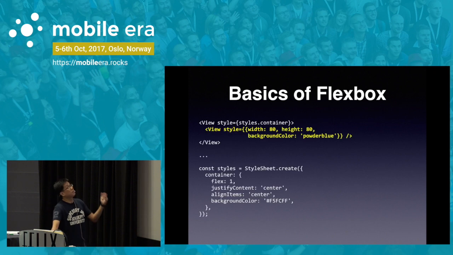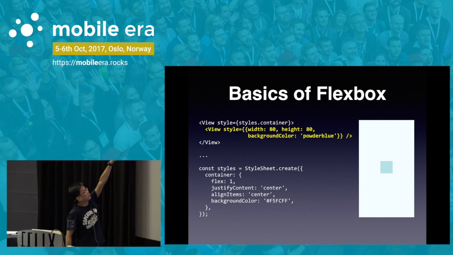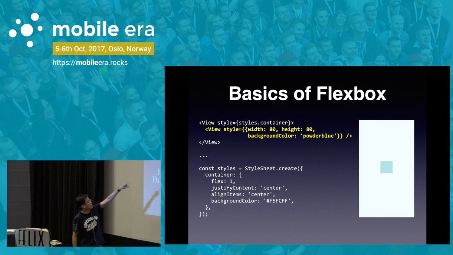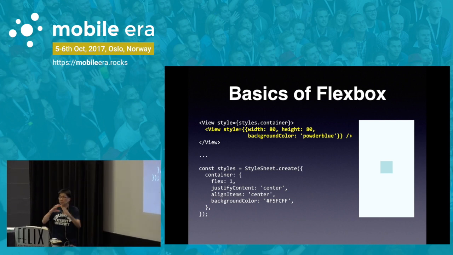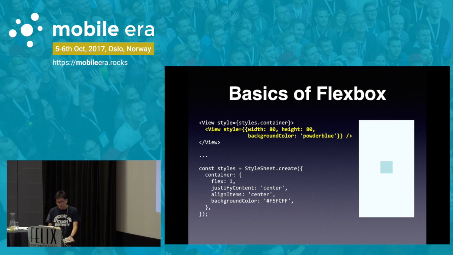In this example here, I have a view, and within my view, I have another view. This view has a width of 80 by 80. It has this background color. When I run it, it looks like this, because I have a style that is connected to this view. It says that justify content is center, align items is center. So I centralize that view on the screen.